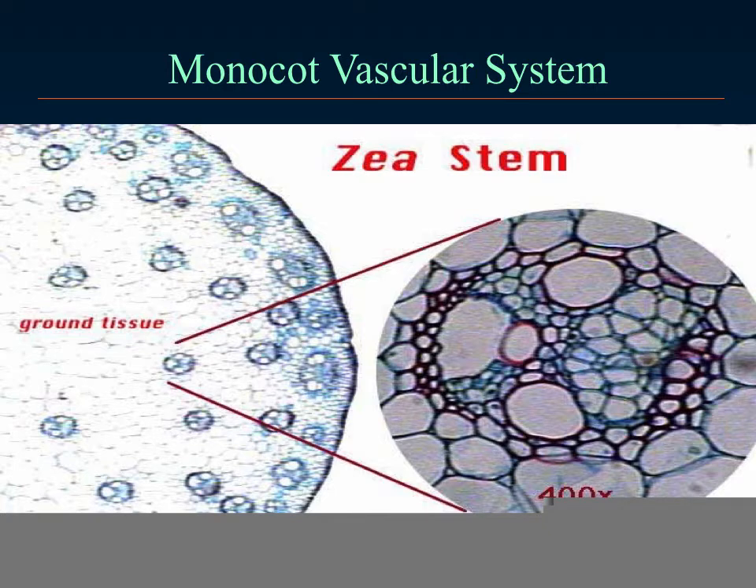Notice it's kind of scattered around the stem throughout, from the edge of the stem all the way practically into the center of the tissue. So kind of reminds me of pepperoni on a pizza.